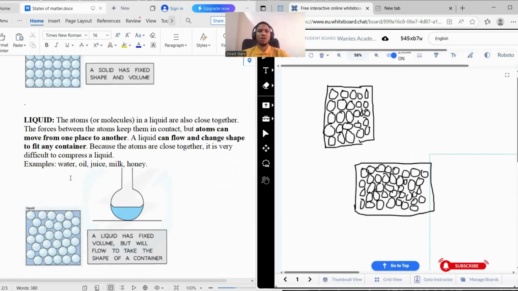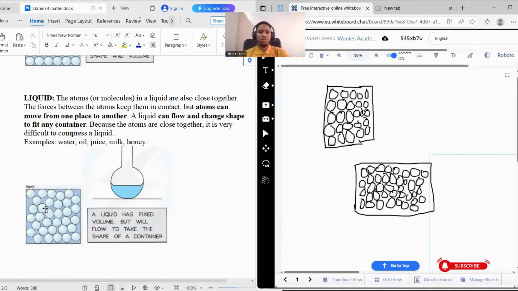Examples are water, oil, milk, and honey. All these are examples of a liquid. You can see the particles here. Now, a liquid has fixed volume. This is what we call volume. But it flows to take the shape of a container. This is the container. You can see this is cylindrical shape, and it takes the shape of its own container.